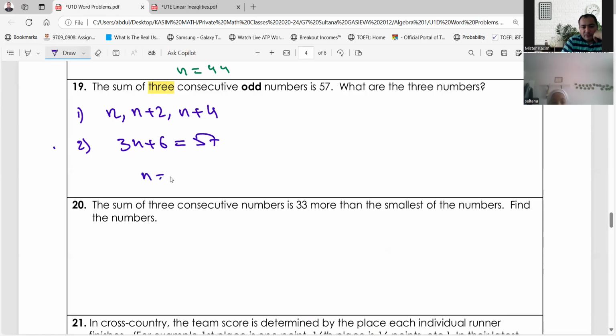And now you know how to solve this. 51 divided by 3, it is 17. So the first number is 17, and 19 and 21, right? Could I quickly get water for my throat? Sure.